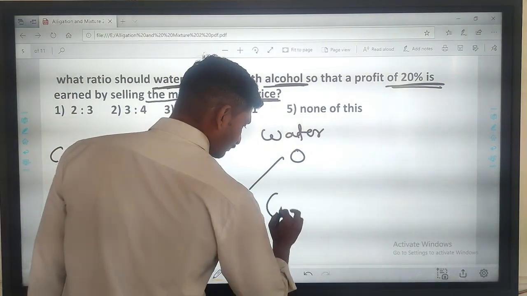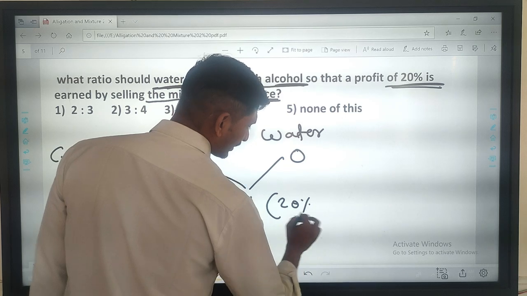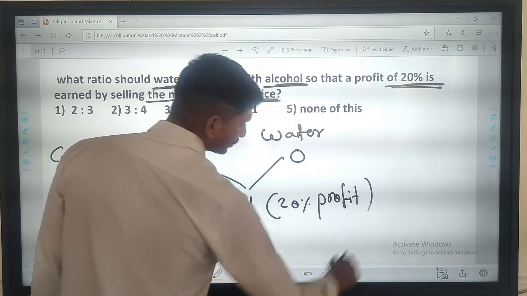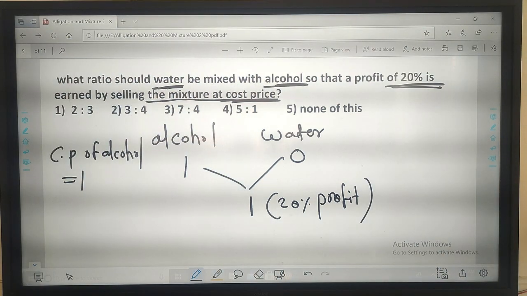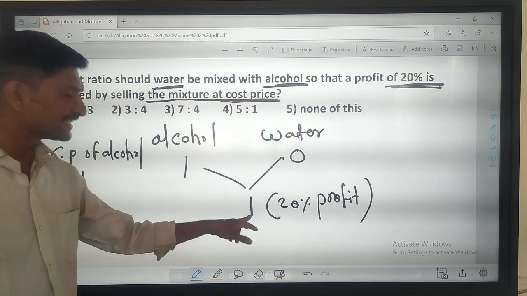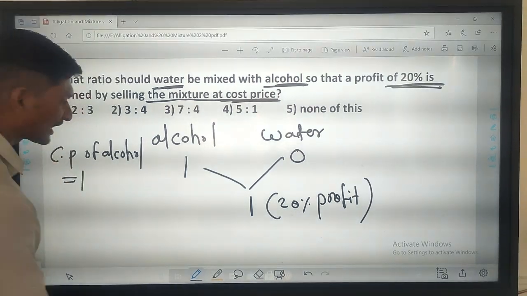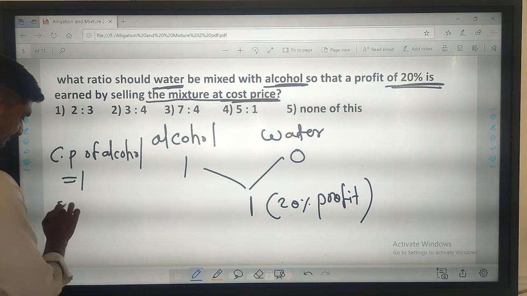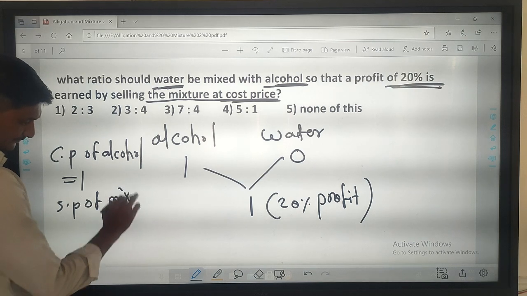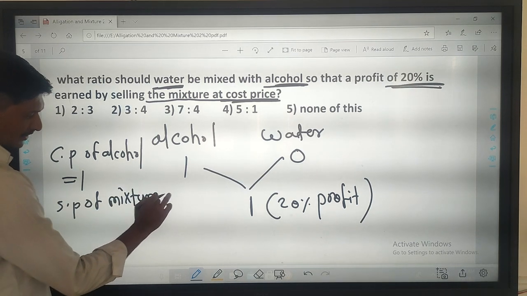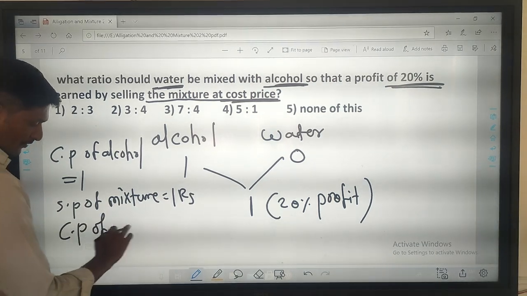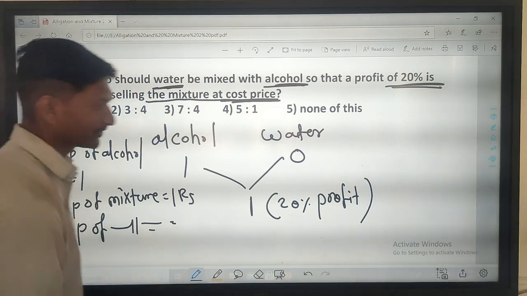Here the profit given is 20%. Then find the cost price of the mixture. The selling price of the mixture is 1 rupee. Then find the cost price of the mixture.